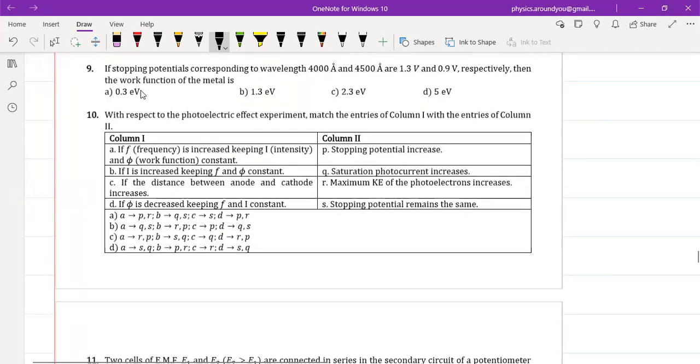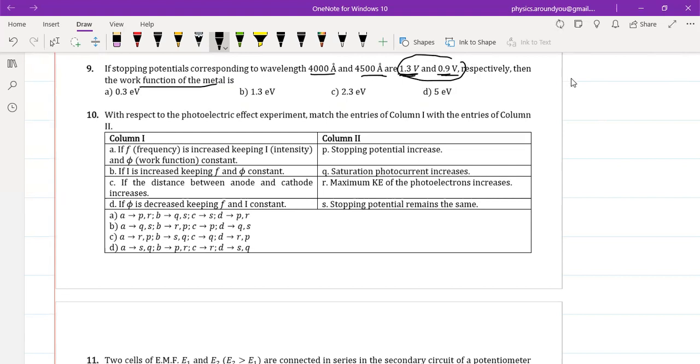Question number 9. Stopping potentials corresponding to certain wavelengths are given. What is the work function of the metal? They have just given stopping potentials. The stopping potential for 4000 is 1.3, and for 4500 it is 0.9. The voltage units here are expressed in volts. So how do we go ahead with this?